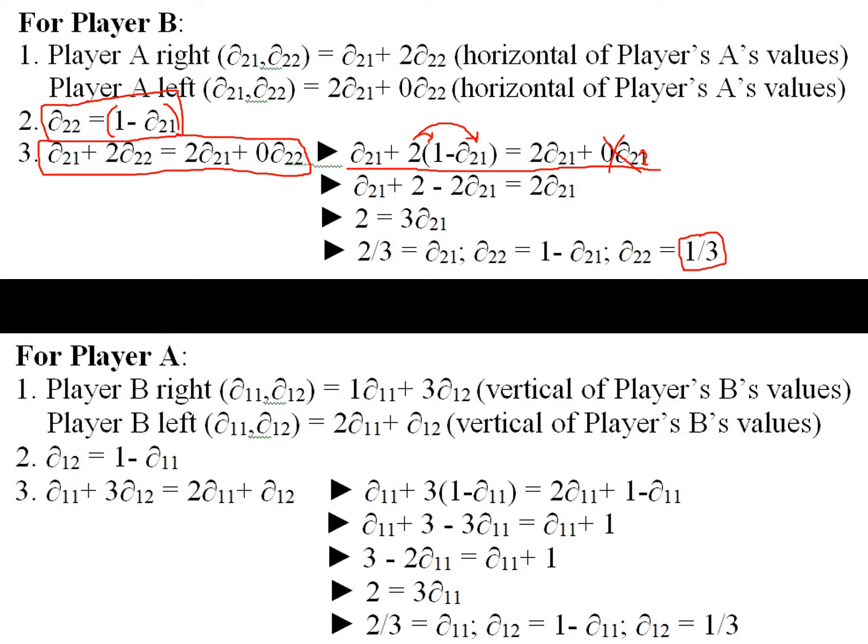So for player A, in the bottom half of the slide, we do the same type of calculation. Player A is looking at player B's values. We've got here the two formulas that we constructed in the previous slide: 1 theta 1,1 plus 3 theta 1,2, and the other formula is 2 theta 1,1 plus theta 1,2. And again, we have the pizza rule. Theta 1,2 is equal to 1 minus theta 1,1.